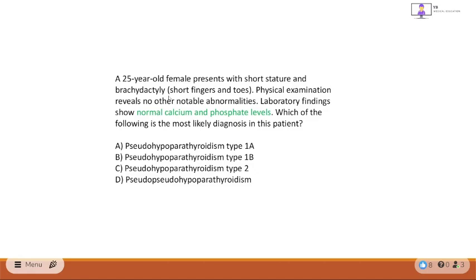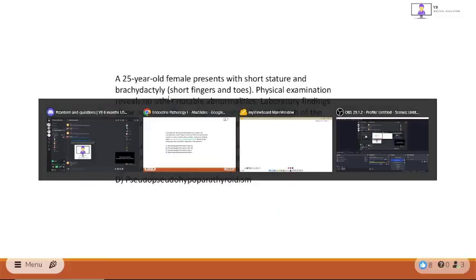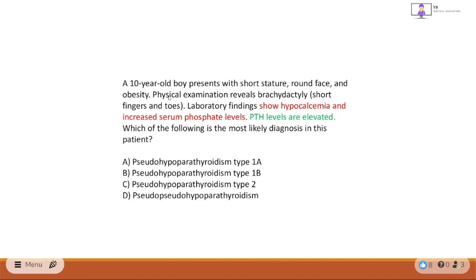So there's A and B. Which one? 1A. I wanted to ask if the electrolyte disturbances present like secondary hypoparathyroidism. Yes, exactly.